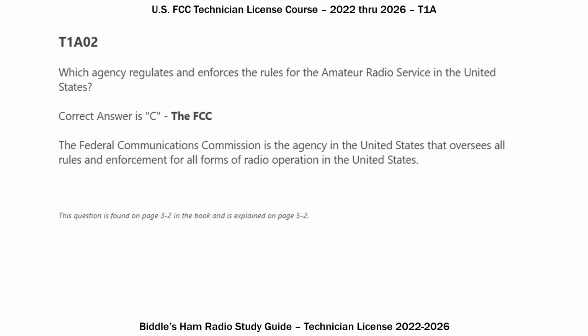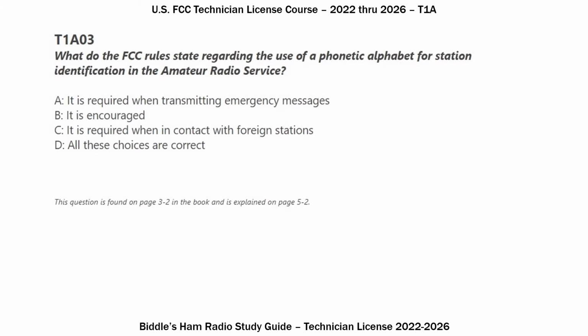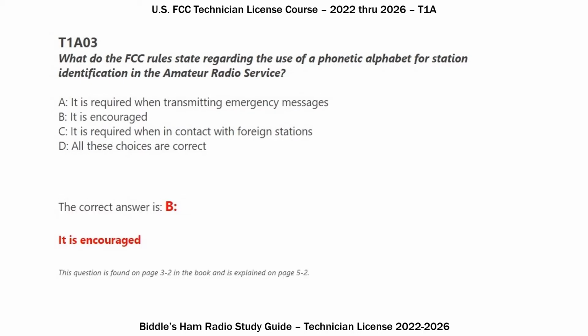Okay, next question. What do the FCC rules state regarding the use of a phonetic alphabet for station identification in the amateur radio service? A, it is required when transmitting emergency messages. B, it is encouraged. C, it is required when in contact with foreign stations. Or D, all of these choices are correct. The correct answer to this is B, it is encouraged.